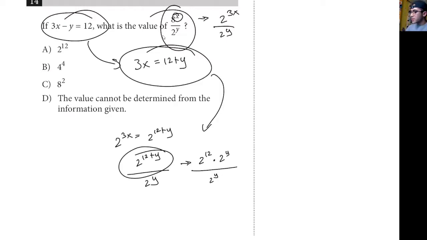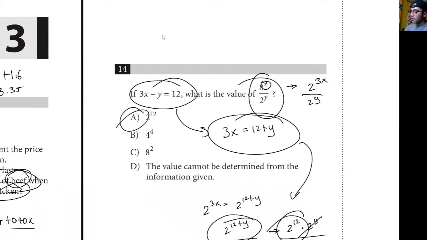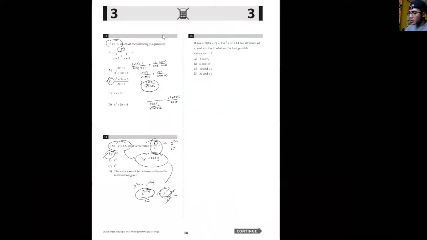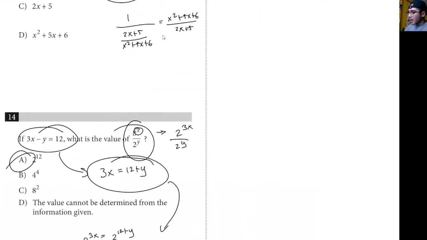What's one thing we realized here? There's the same value in the numerator and the denominator. We can cancel them out. That leaves us with 2 to the power of 12. Which one has 2 to the power of 12? A. That is your answer here. But did you guys see how I simplified 8 so that it's 2 to the third power, so it then satisfies this equation over here?